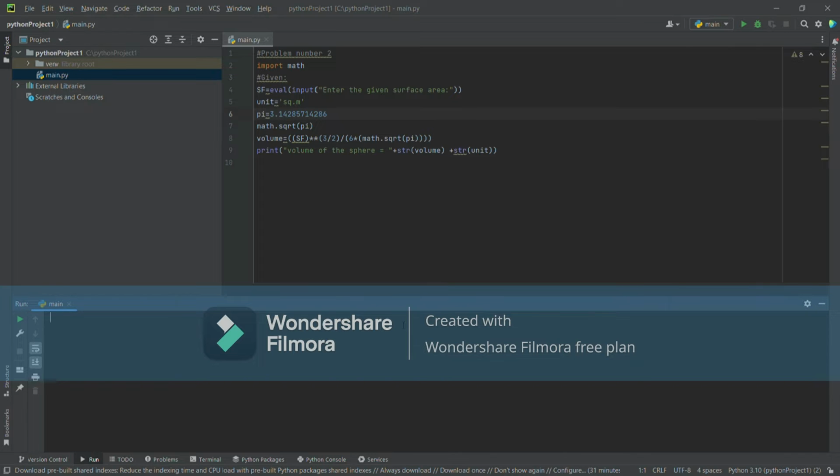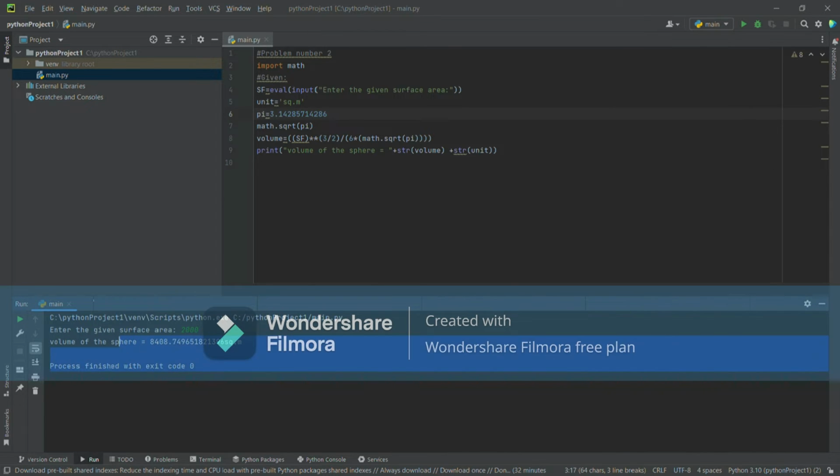So on problem number 2, if the surface area of a spherical tank is 2000 square meter, solve the volume of a sphere. I used import math because we will be using pi or math.sqrt. Then if we run this program and enter the given surface area, which is 2000 square meter, the volume of the sphere will be equal to 8408.749 etc. square meter.